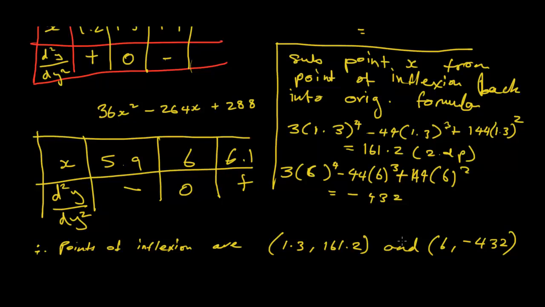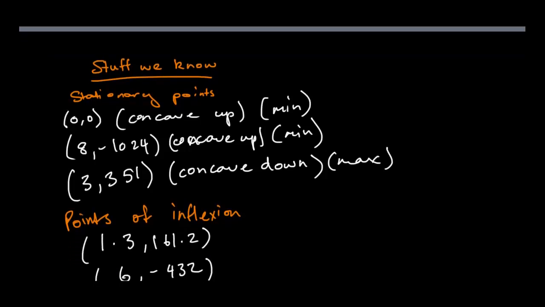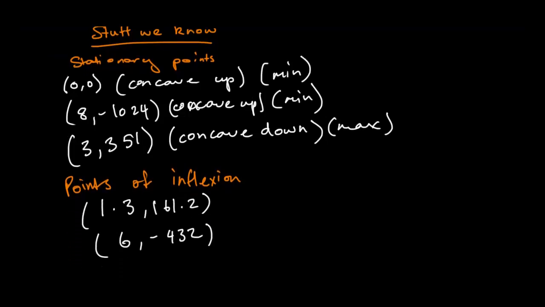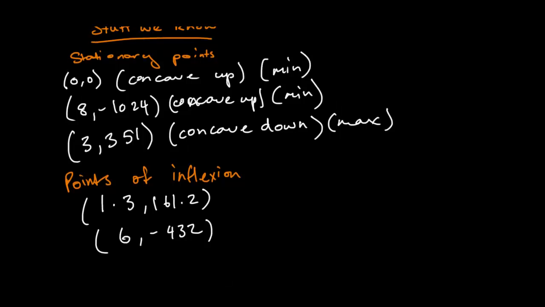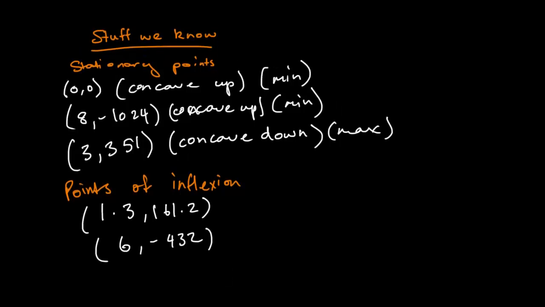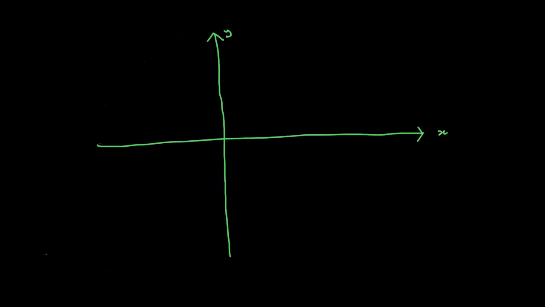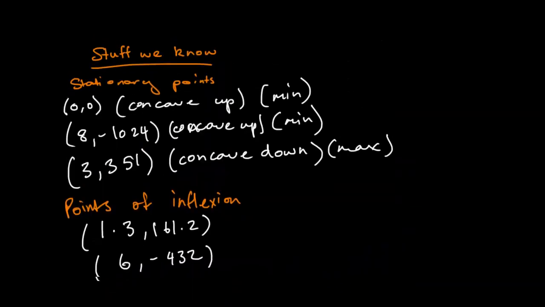Now we've come so far. All that's left really is just graphing it, believe it or not. So I'm just going to show you how to do that exactly. Okay, so this is stuff that we already know. We know that the stationary points are 0, 0, 8 and negative 1024, 3 and 351, as well as the points of inflection are 1.3 and 161.2, 6 and negative 432. Now that's all we need to graph this actual thing. We have to sketch it. That was the whole point of the question. So let's go down to our axes and plot all these points.